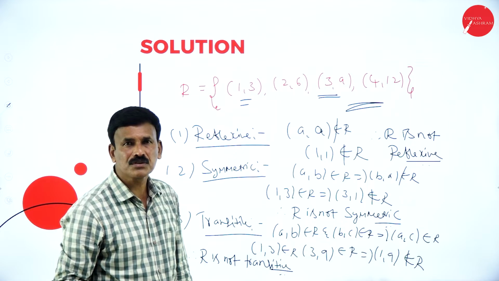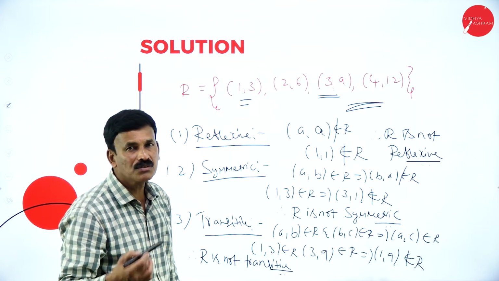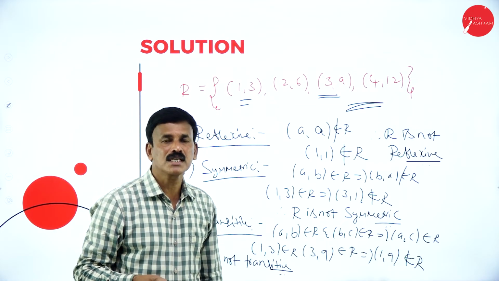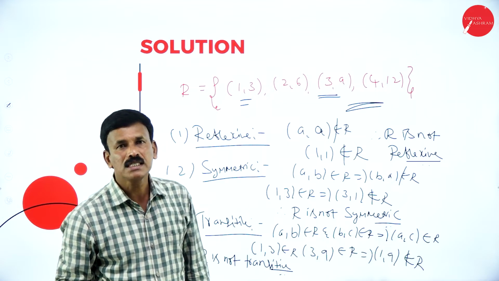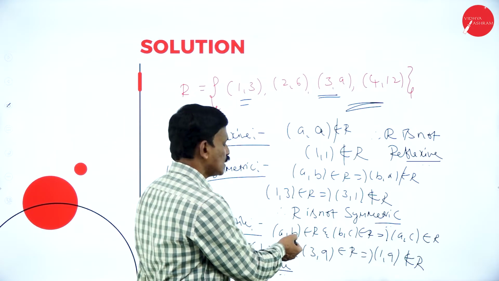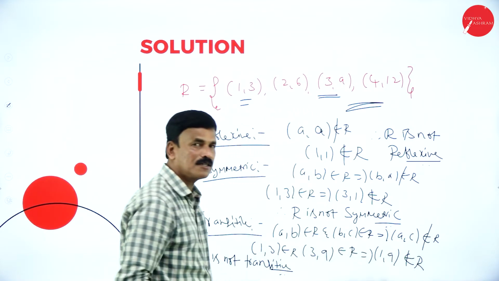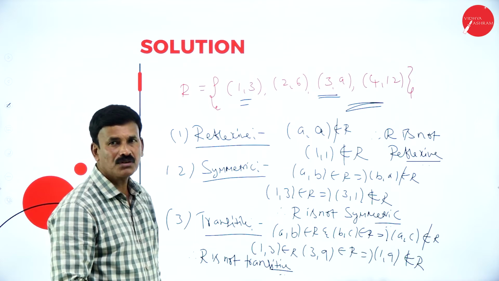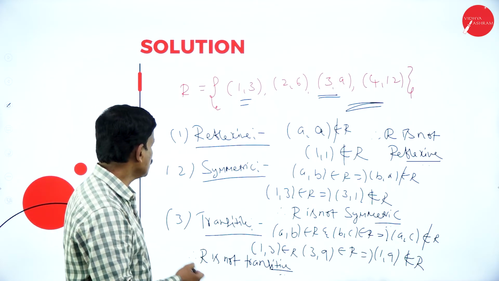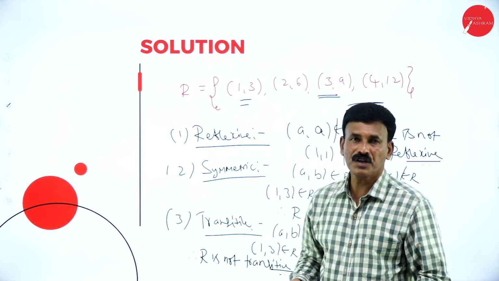So the given relation R is neither reflexive nor symmetric nor transitive. Hence this is not an equivalence relation. So (a, b) belongs to R and (b, c) belongs to R implies (a, c) does not belong to R. Therefore this is not transitive. So the given relation is not reflexive, not symmetric, not transitive. That's it. Very important type of problem for 5 marks.